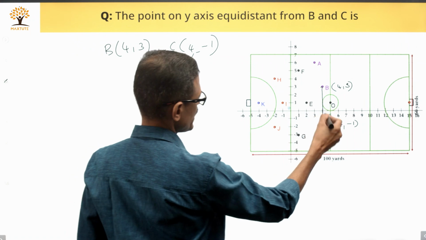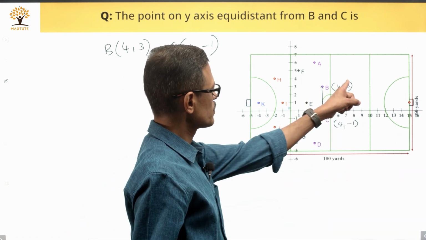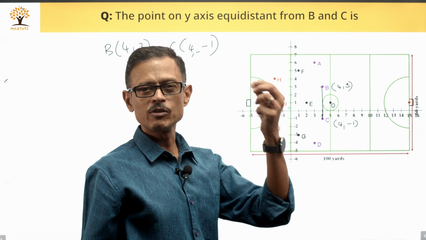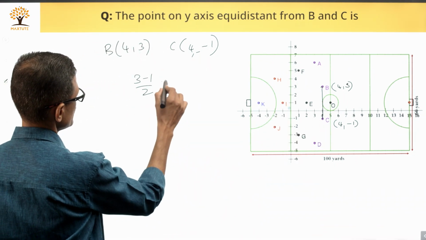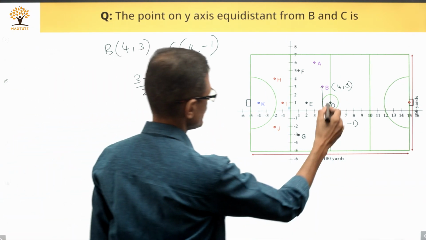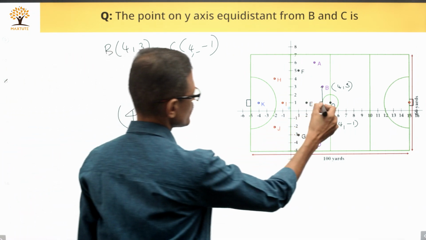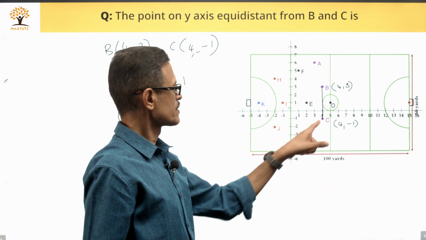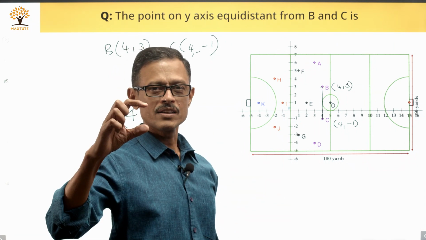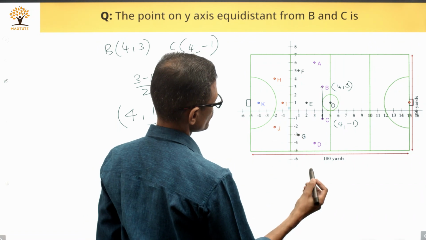What is going to be the midpoint of this? Midpoint of this is basically, because the x coordinate is going to remain unchanged, we are going to do (y1 + y2)/2, which is (3 - 1)/2, which is equal to 1. So, it is going to be essentially (4, 1) will be the coordinates of the midpoint, the point which is equidistant on this line BC. But we want this to be on the y axis, which means that project it here and check out what it is going to be.